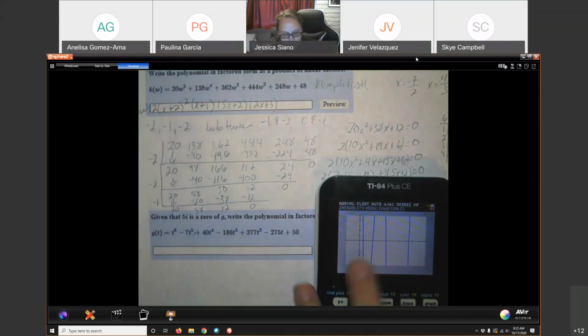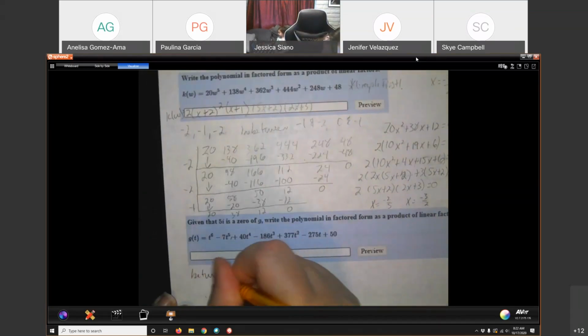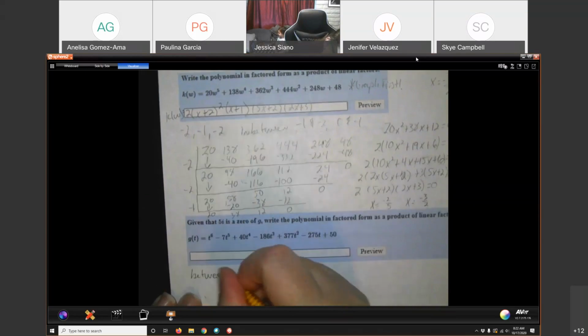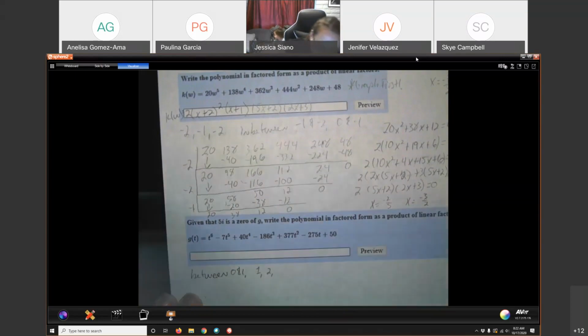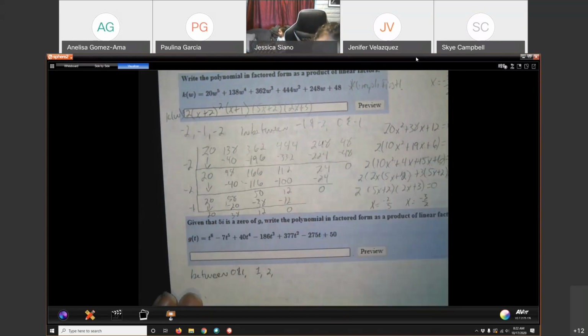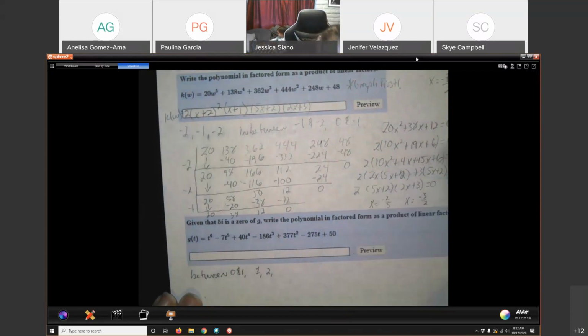We have 1 at 1, so let's see. Between 0 and 1. At 1. At 2. And then between, is this 1, 2, 3, between 4 and 5? Or is that between 3 and 4? Yeah, between 3 and 4.